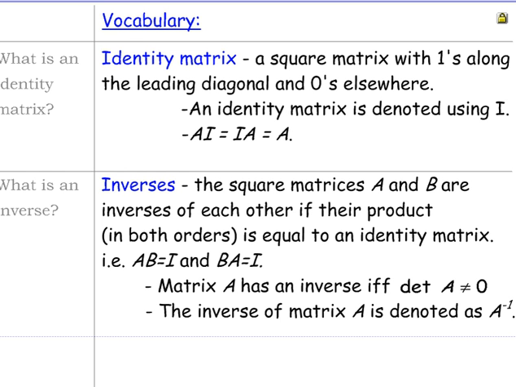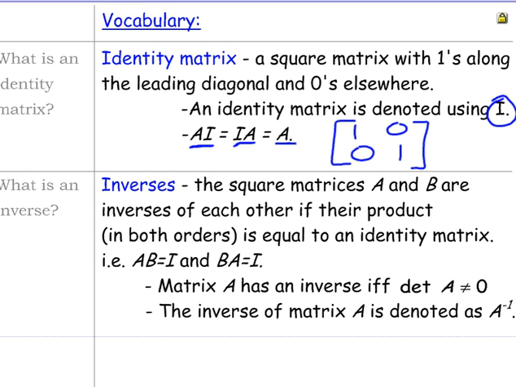The identity matrix is a square matrix that has ones along the leading diagonal and zeros everywhere else. And we denote the identity matrix with the symbol I. Anytime we multiply the identity matrix times another matrix in any order, we always get that original matrix back. An example of a 2 by 2 identity matrix would be the matrix 1, 0, 0, 1.